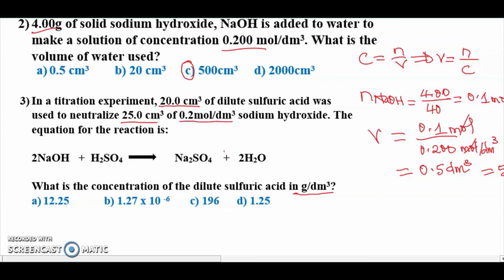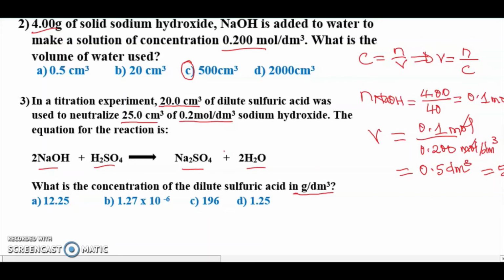So here we have the volume of sodium hydroxide, 25.0 cubic centimeters, and we have the concentration of sodium hydroxide as well, that is 0.2 mole per dm cube. Okay, the equation for the reaction we've been given: sodium hydroxide reacting with sulfuric acid to give us sodium sulfate plus water. What is the concentration in gram per dm cube?